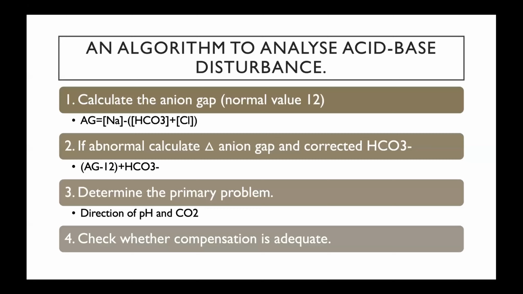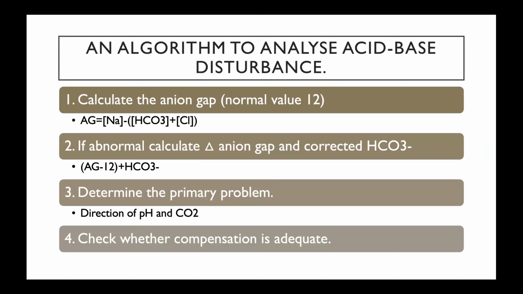So what is the algorithm? It's very easy, just remember this. First thing, you calculate the anion gap. If the anion gap is normal, then it's fine. Anion gap acidosis is not present, whether it is an acidosis or alkalosis, whatever it is. Then you can leave it and go to the next level. If there is an anion gap, then you have to calculate the delta anion gap, which I said already.